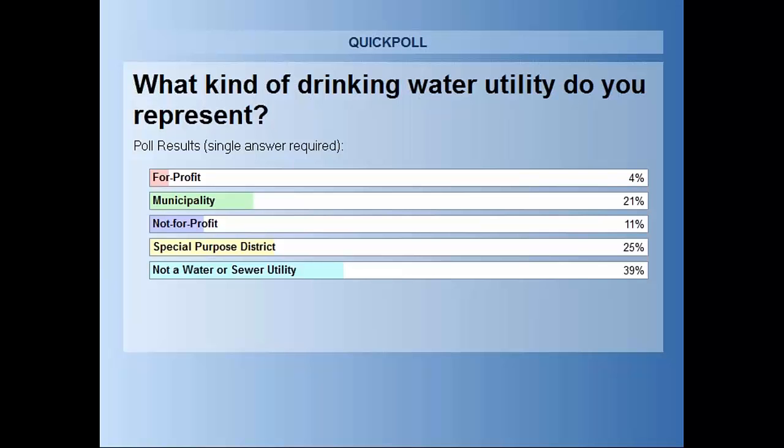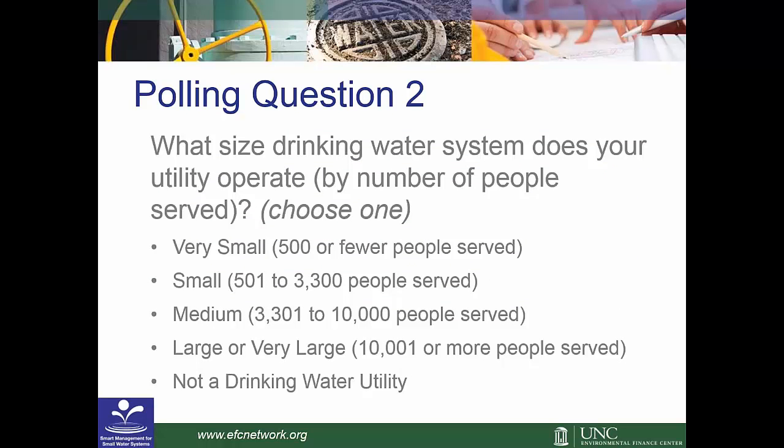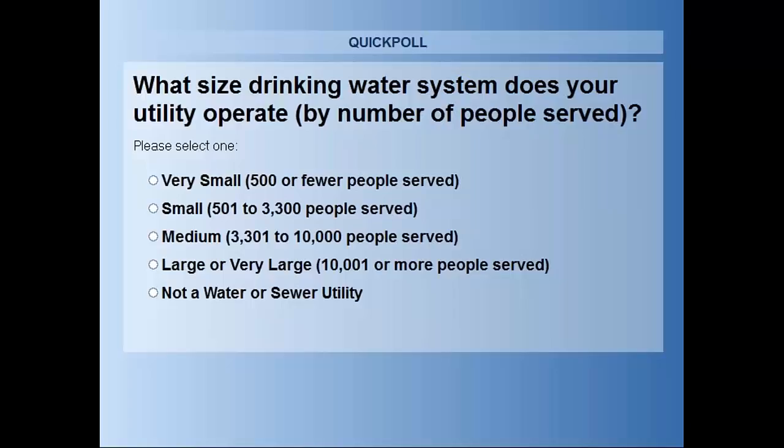So let's go on to the next slide now, and the next polling question. Again, trying to get to know you better here today. We're wondering what size drinking water system you operate with your utility, how many people you're serving. This is not the number of connections, but the estimated service population. And we've got 4 size categories here, ranging from very small to large or very large. And again, of course, some of you are not yourselves drinking water utilities.